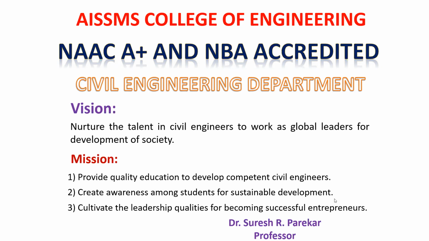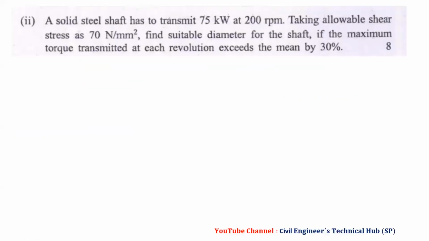Good morning. Today we are going to see the fifth day exercise problems. First, a solid shaft has to transmit 75 kilowatt at 200 rpm, taking allowable shear stress as 70 Newton per mm square. Find a suitable diameter for the shaft if the maximum torque transmitted at each revolution exceeds the mean torque by 30%.